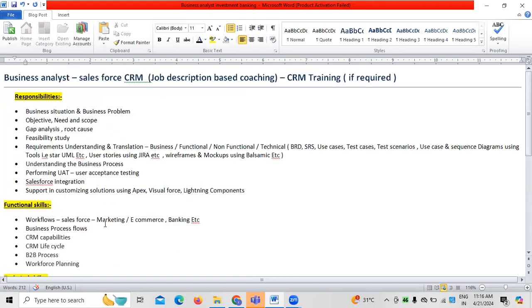So this is how, if you are applying for any business analyst role in Salesforce CRM, this is what you need to understand so that it is easy for you to apply for jobs, and you will feel confident attending interviews. At the same time, if you get an opportunity, it is more convenient for you to work in that Salesforce CRM application based BA role, and you will be more confident. This is what this video is all about.